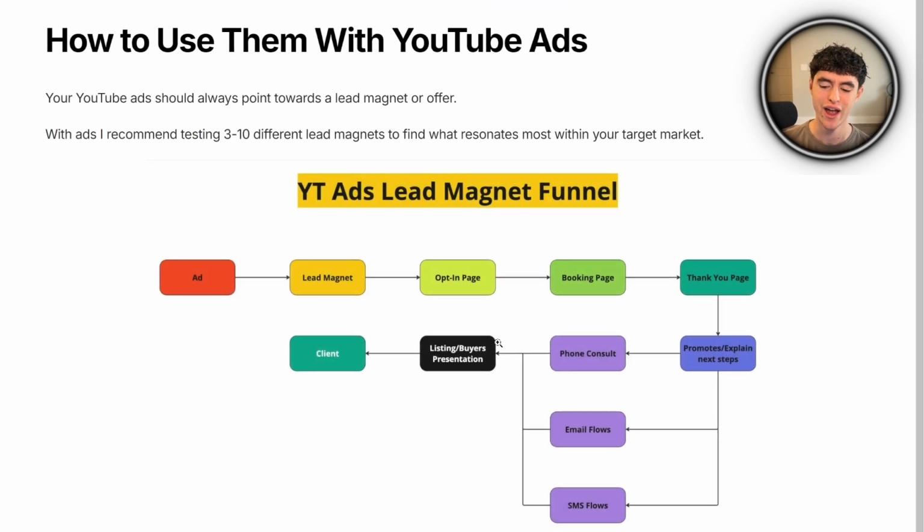And finally, how to actually use them with YouTube ads. Your YouTube ads should always point towards a lead magnet or offer. With ads, I recommend testing about 3 different lead magnets to find what resonates most with your target market. So you now have my complete framework for creating great lead magnets that build trust and qualify leads at scale.